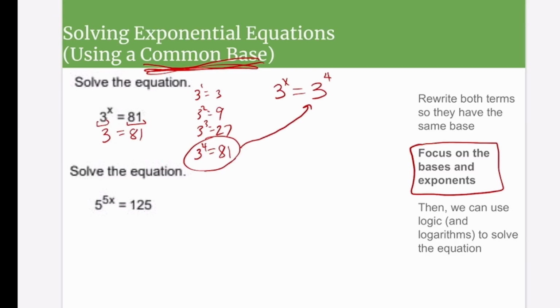Hopefully this logic makes sense. If your bases are the same, 3 is equal to 3, and they're both being raised to an exponent, then that's going to mean your exponents are also going to have to be equal, logically. So in this case, x is 4. That's your answer.